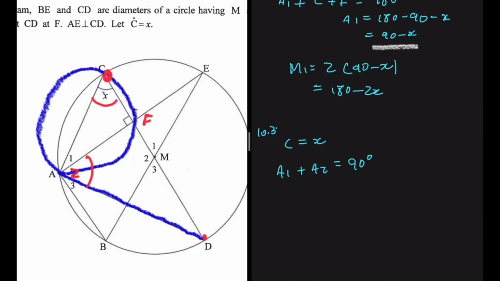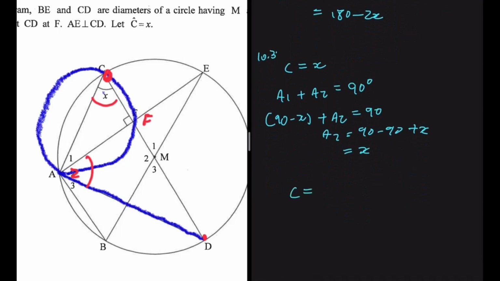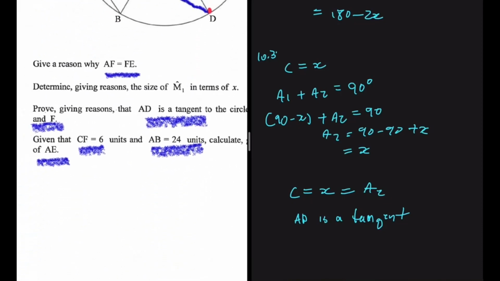90 minus X. So we're gonna have 90 minus X plus A2 being equals to 90. So A2 is equals to 90 minus 90 plus X. It's easy to see that A2 is equals to X. So since C is equals to X and A2 is also equals to X, we can go ahead and conclude that AD is indeed a tangent, right, to that circle that is going through ACF.